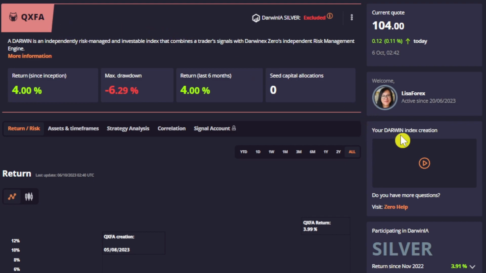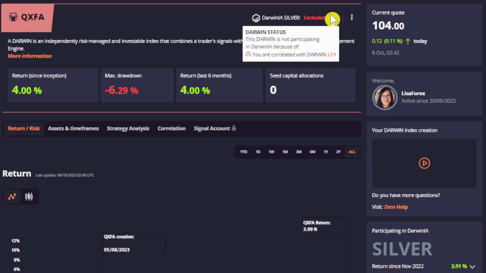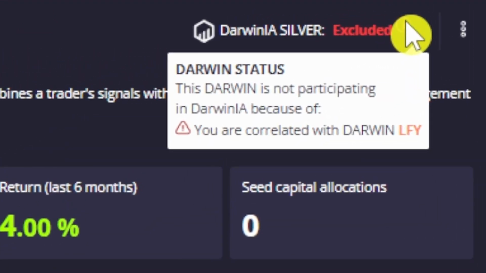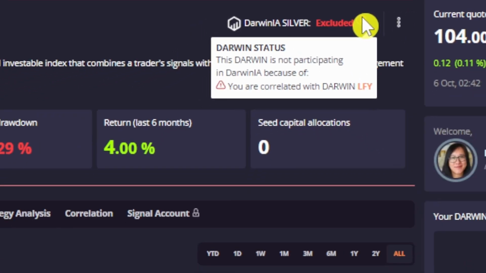And notice a few things here: my username Lisa Forex is exactly the same as my Darwinex Classic account. And see this button up the top here, DarwinIA Silver excluded. If you hover over it, it says it is excluded because it is correlated with Darwin LFY, which is another account that I have.